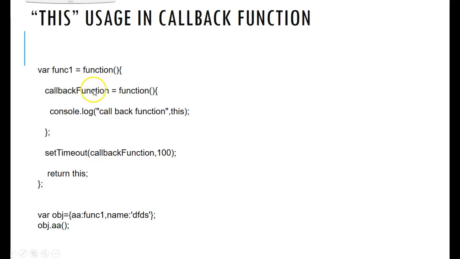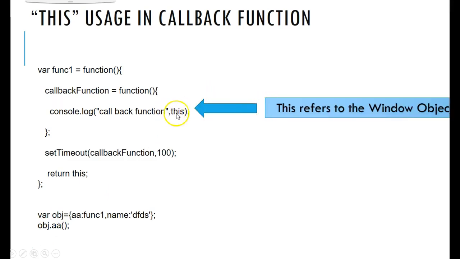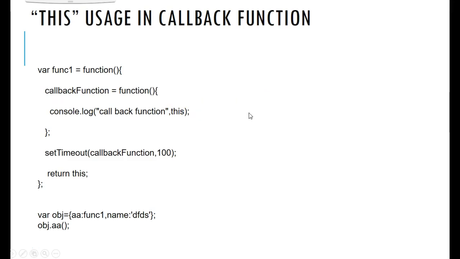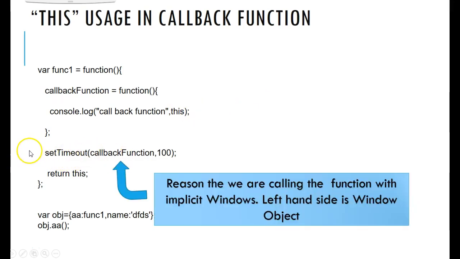Similarly, I have a func1 and I have a callback function, and I am calling that callback function using setTimeout after 100 milliseconds. And I am calling func1 as a member function of an object. So what will this represent here? Here also this represents the window object, because setTimeout is implicitly called with window. Since the left hand side is window, this will represent the window object.